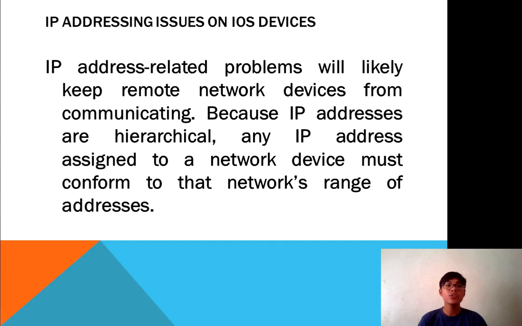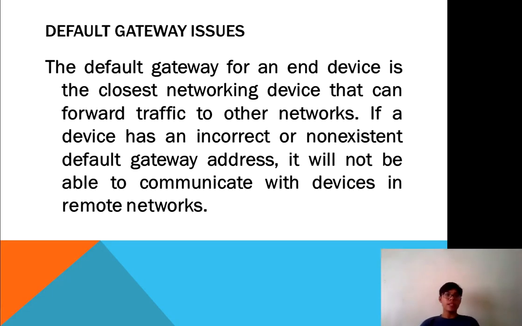IP addressing issues on IOS devices. IP address related problems will likely keep remote network devices from communicating because IP addresses are hierarchical. Any IP address assigned to the network must conform to the network's range of addresses. Default gateway issues: the default gateway for an end device is the closest network device that can forward traffic to other networks.